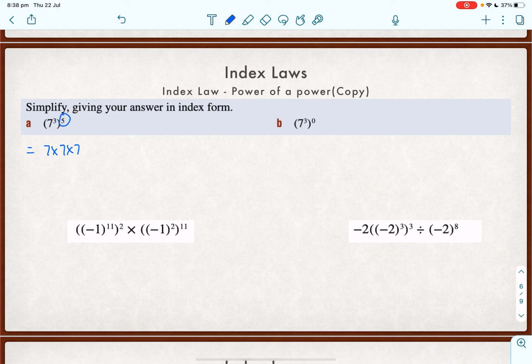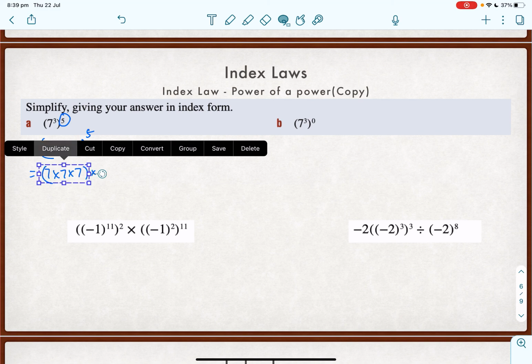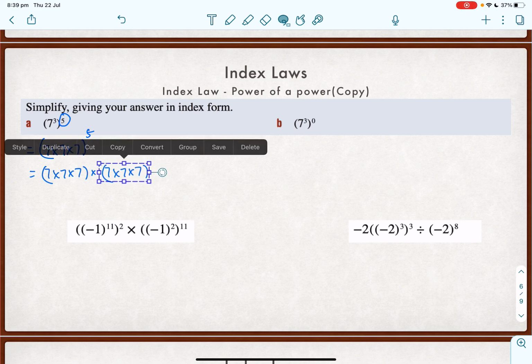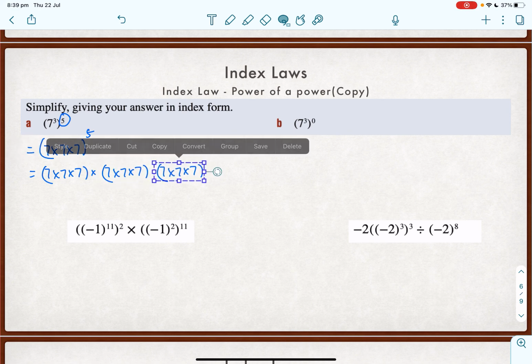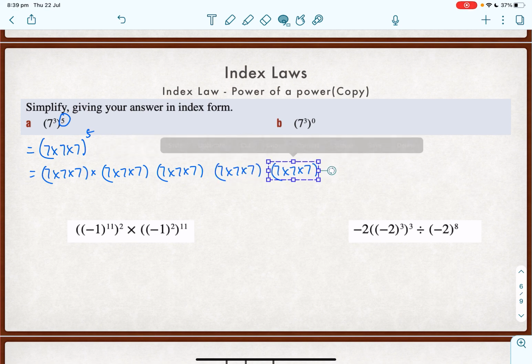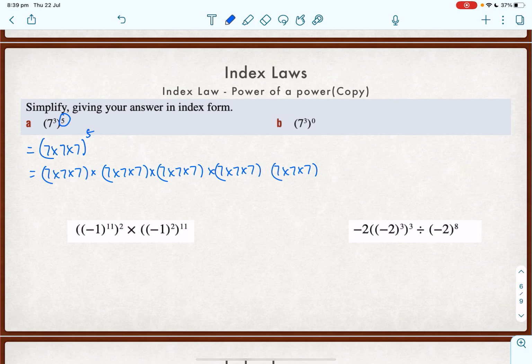Now, if you have a power on top of that, so power 5, that means the whole thing multiplies itself 5 times. So 7 times 7 times 7 times, oh wait, to emphasize that, I'm just going to copy exactly the same thing 5 times. Duplicate, and then duplicate, and duplicate. Okay. Well, you've got 5 lots of 7 times 7 times 7 together. You've got 7 to the power 35.